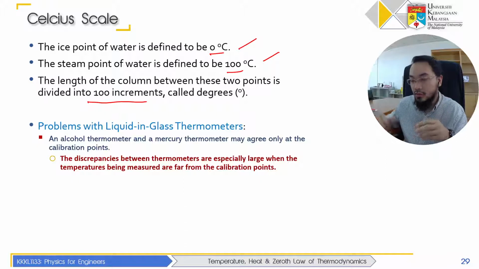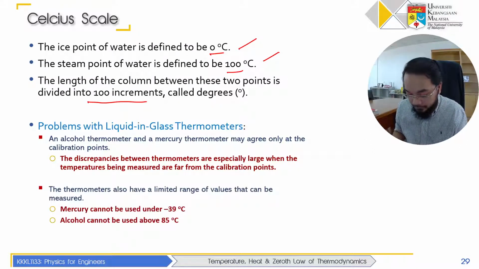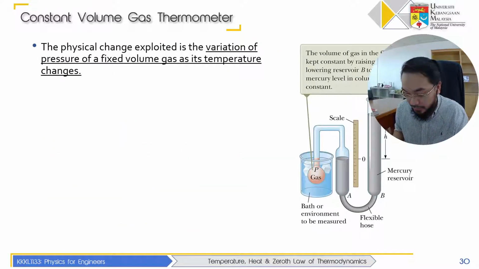For example, if it's too hot or too cold, sometimes the expansion or the contraction of the liquid will not be linear anymore. Okay, so when it's not linear, that means the scale is not linear. So that means the measurement that you make, or whatever that you read from the division of the scale, is not correct. Thermometers also have a limited range of values that can be measured. For example, mercury cannot be used under minus 39 degrees Celsius. Alcohol cannot be used above 85, because above that it will start to evaporate.